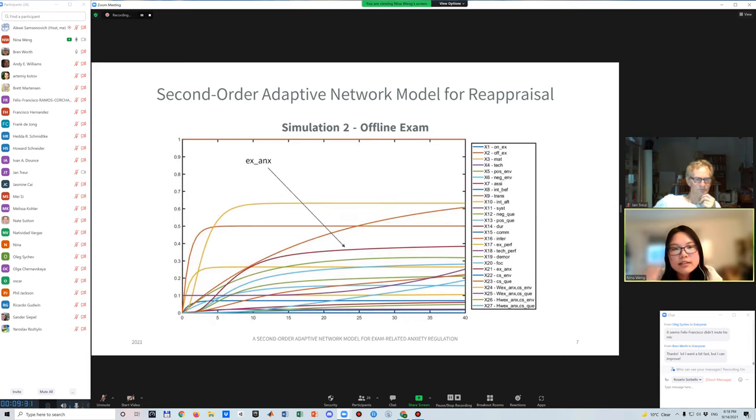And now we can see the second simulation, which is on the offline exam setting. Here we can see that the online exam state is always zero and the offline exam state is always one. First of all, the overall exam anxiety is much lower than in the online exams, but some of the states have higher levels, for example, the state about worrying about being late due to transport. But there are also some states which might not happen during the online exam, so they're always zero.